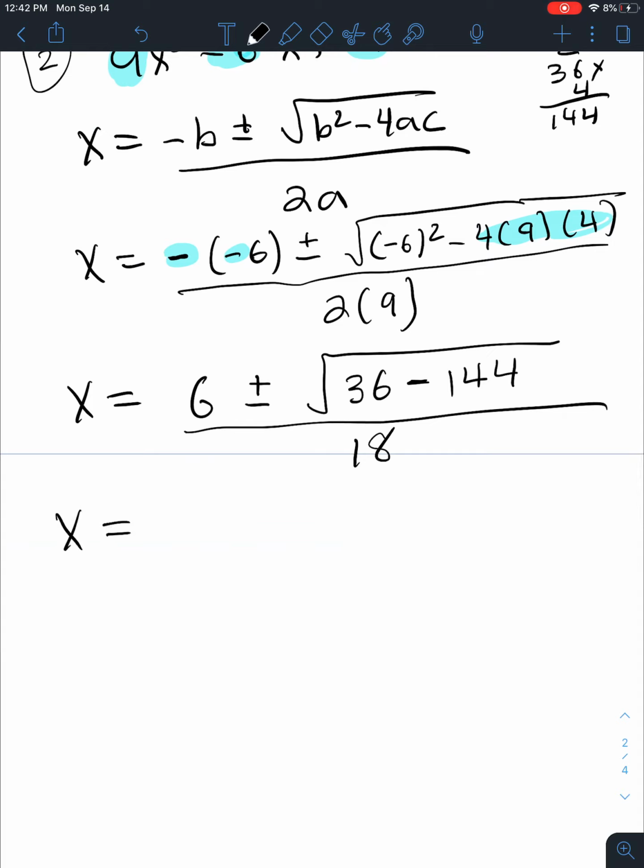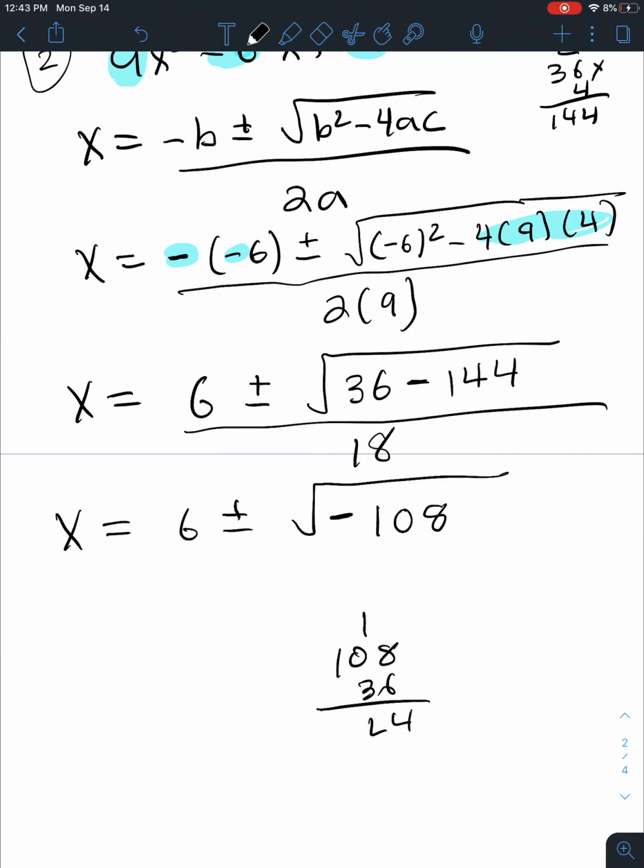I keep going and I simplify what's inside. 36 minus 144, I know I'm going to get a negative number. And if I do this, I know I'm going to get an 8, 0, and 1. So I should get 108. Once again, it's not hard to check. You can do 108 plus 36 to see if you get 144. And you do. And then all this is over 18.